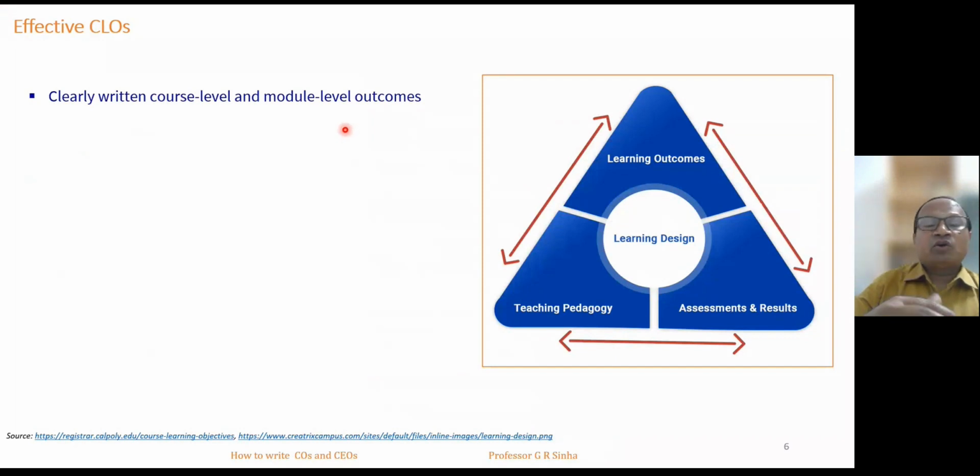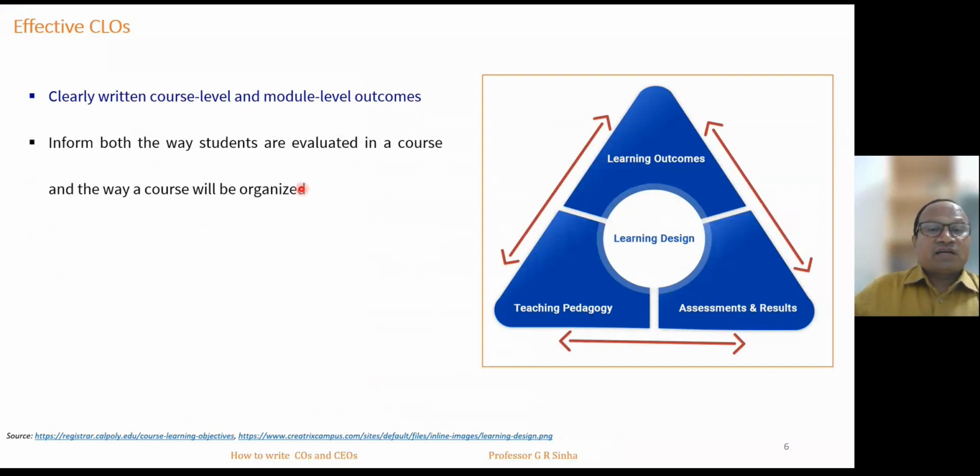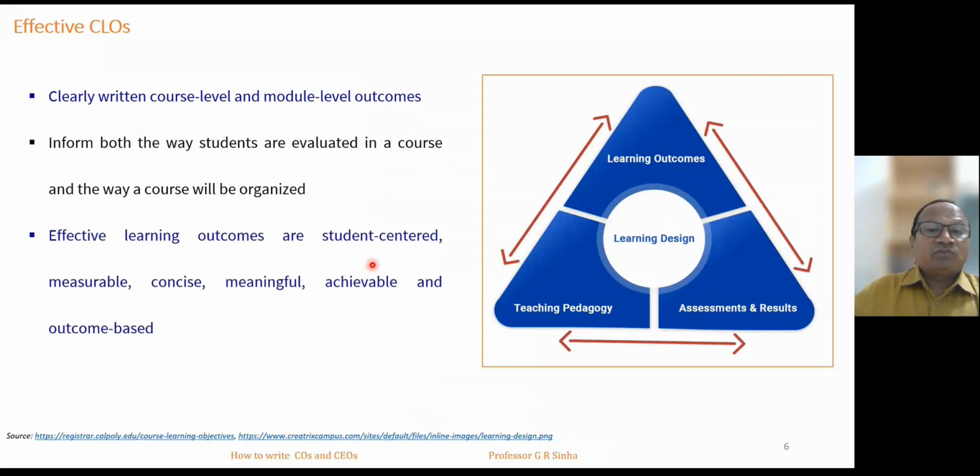Even if you go further down, a course is divided into a number of lectures and a number of topics. So in each topic, you have to see that when a student understands or does a topic, what will be the topic outcome, what will be the lecture outcome, and those lecture outcomes and topic outcomes must be aligned to the course outcome. They inform both the way students are evaluated in a course and the way the course will be organized. Effective learning outcomes are always student centered, measurable, concise, meaningful, achievable, and outcome based. Whenever these properties are there in the outcomes, that outcome will be called an effective outcome.